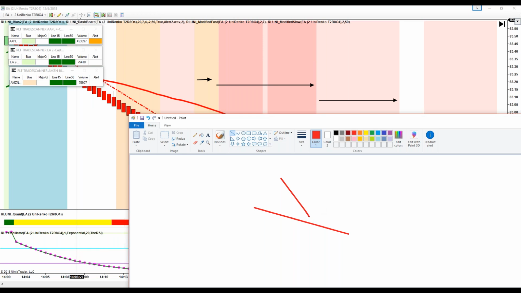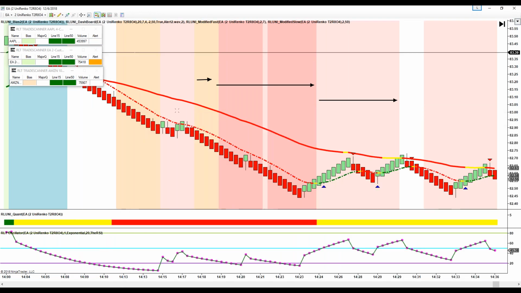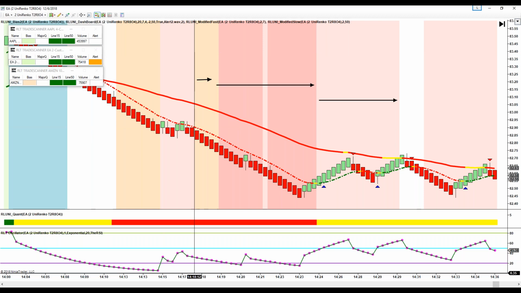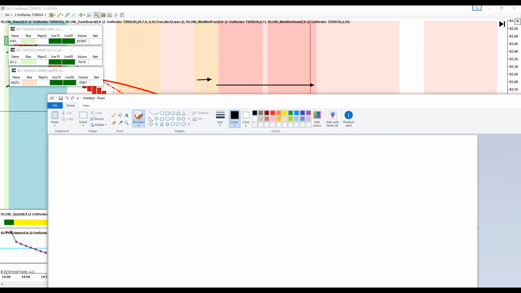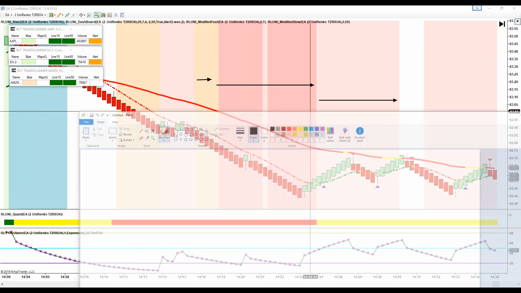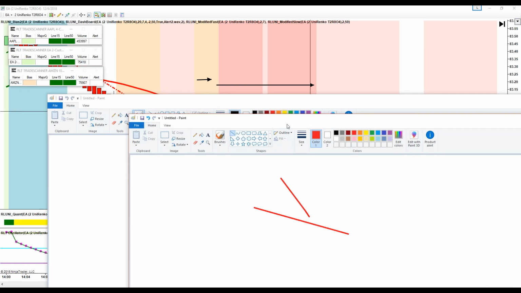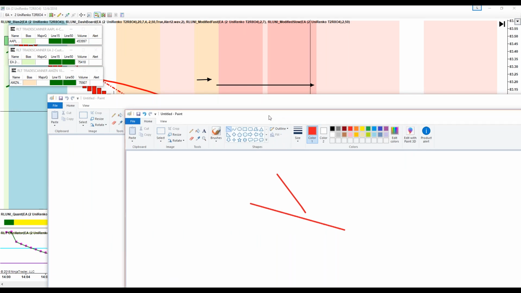Now, this does more than just track that. I'll just bring up my paint. I have 2 paints open now. I found them.